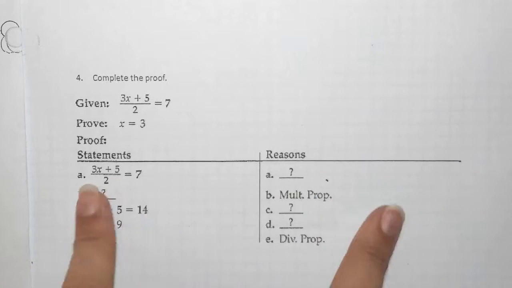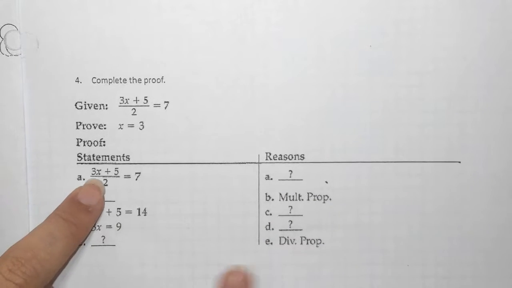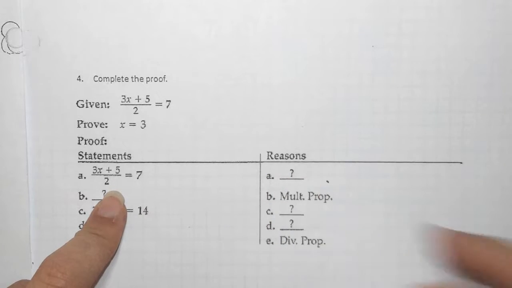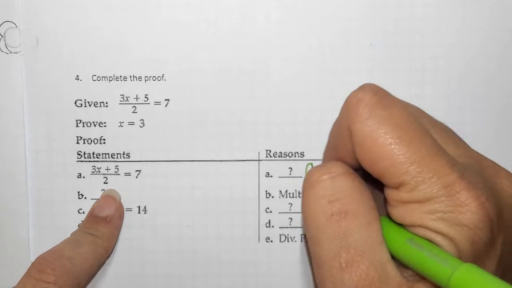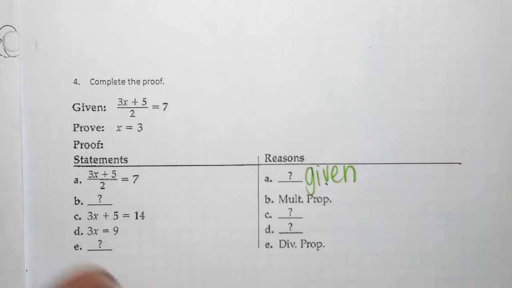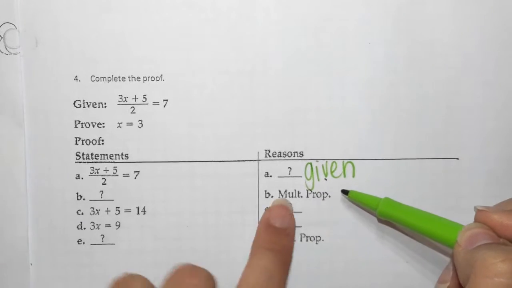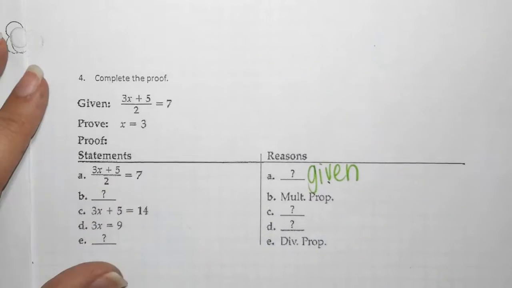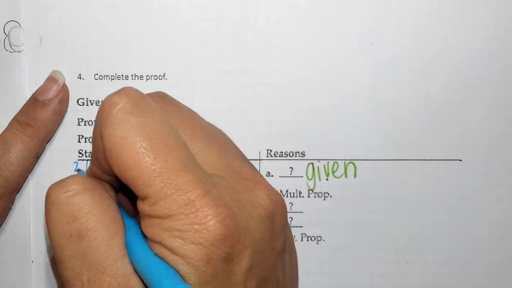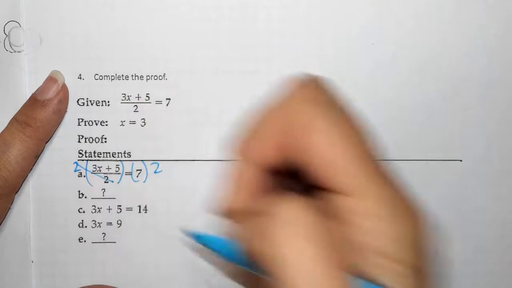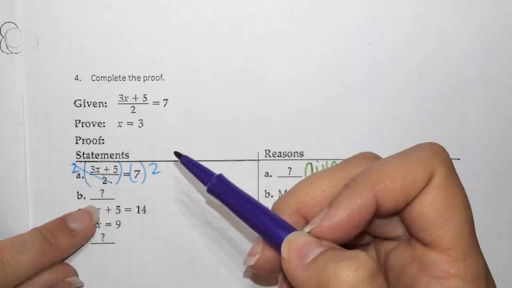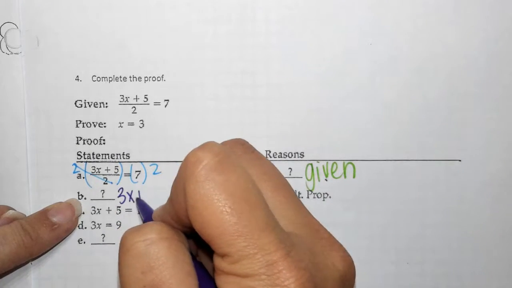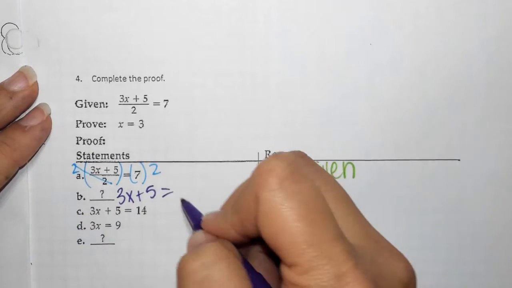Alright, let's look at this together. What is the reasoning behind this? We need to fill in the blank. So what should we put for A? Given. Okay. So then for the next step, they said they used the multiplication property. So what should we do right here? Multiply by 2 so that we can get rid of the denominator. Alright, and what is that going to give us on the left? 3x plus 5 equals 14.